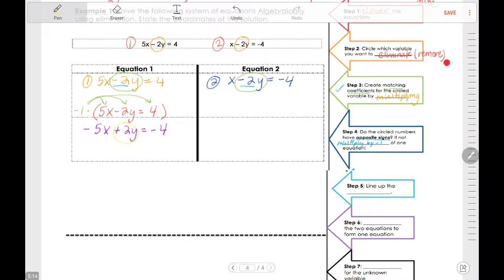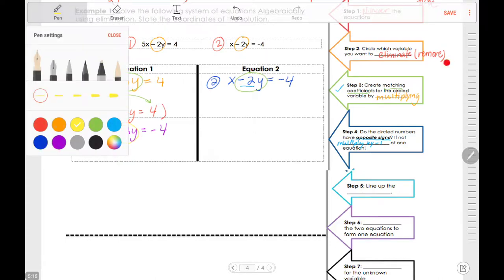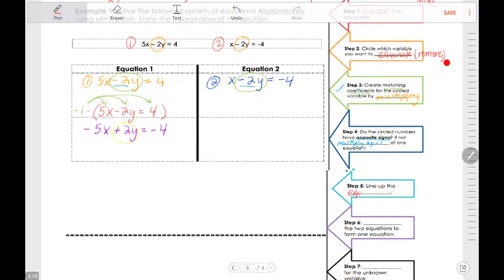Step 5 is to line up the equations. Okay, so that means I'm going to now use this equation that I just did work on. So I'm going to write that down. Negative 5x plus 2y equals negative 4. That's the equation I'm lining up. With my second equation, I didn't do any work to it, so I'm writing it as it is. X minus 2y equals negative 4. They're lined up. That's step 5.